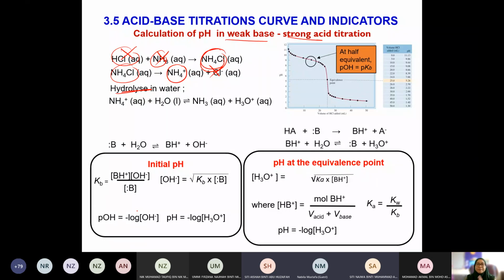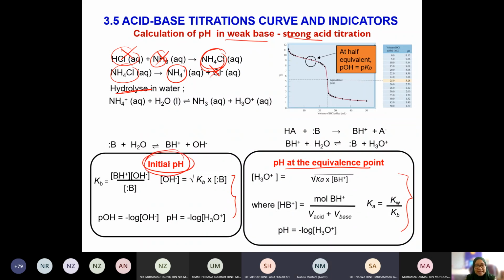Okay, so how do we calculate? There are points that questions like to ask: one is the initial pH, and one more thing is at the equivalent point. So not to worry about this one. This is the formula for you to remember, but what is most important is for you to understand, for you to be able to imagine what is actually happening in the reaction.